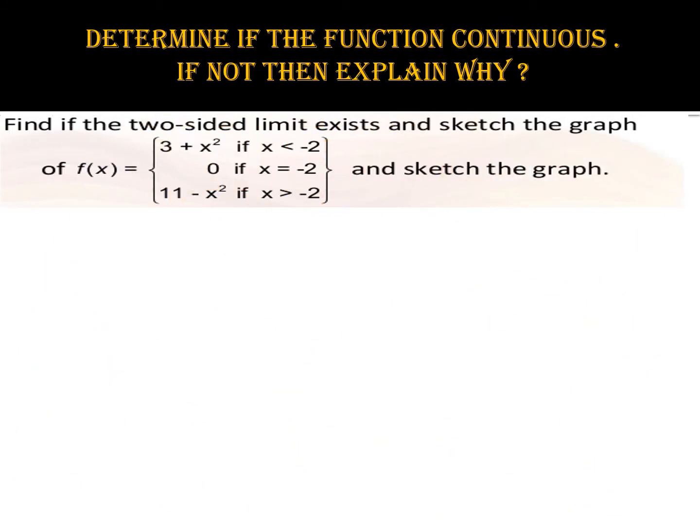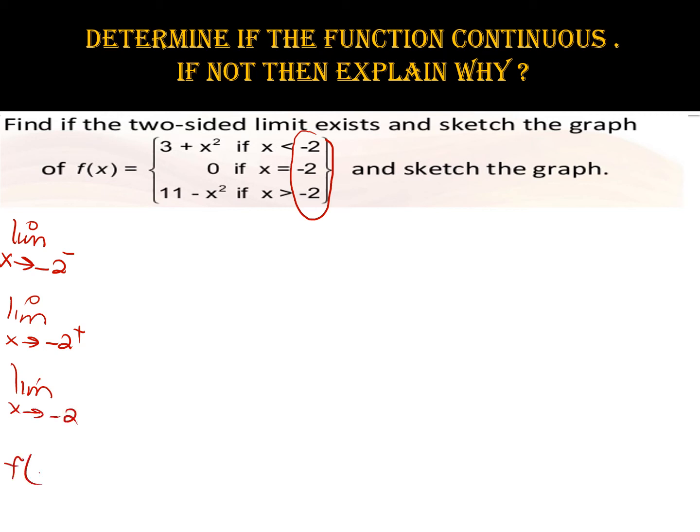Let's solve one more question. Here the condition of x is given as -2. So the first thing is that you have to write limit x approaches -2 from the left side, limit x approaches -2 from the right side, limit x approaches -2 from both sides, and f of -2. It means you have to collect all your necessary information.